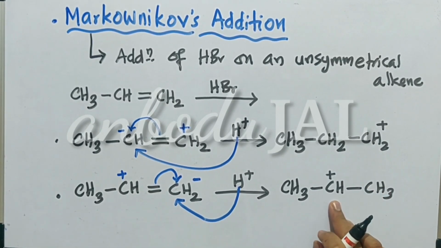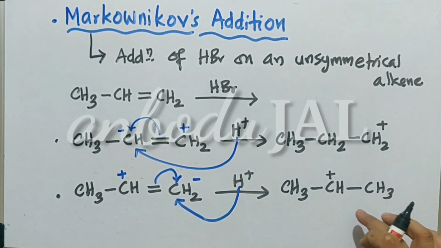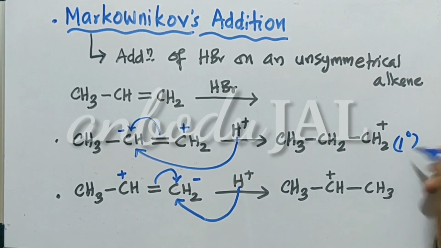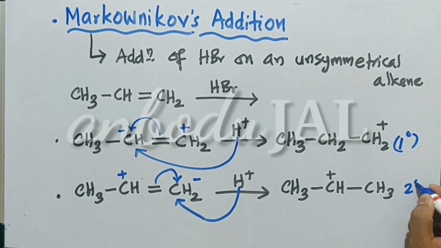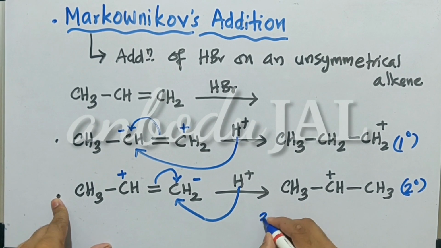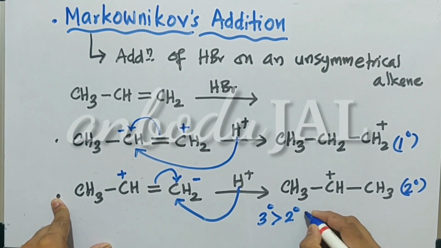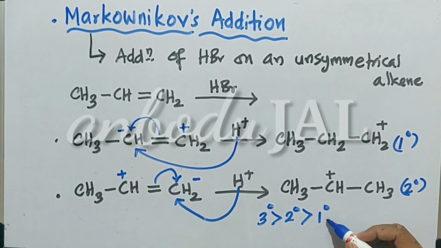This is a secondary carbocation. This is N-propyl carbocation. This is isopropyl carbocation. Now, this is a primary carbocation. This is a secondary carbocation. Okay, you know that tertiary is more stable than secondary, which is more stable than primary. This is the order of stability.